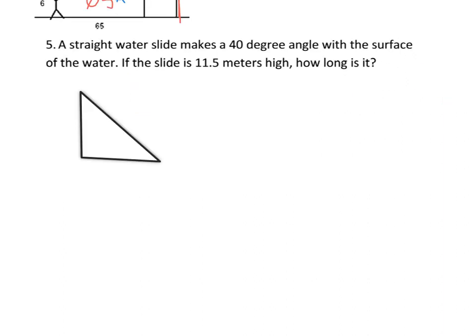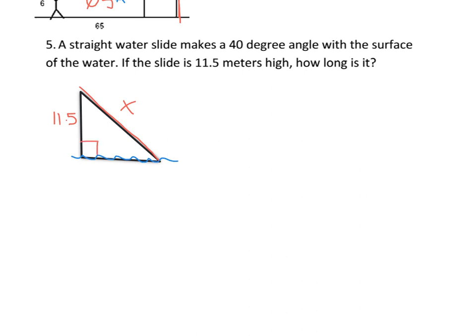A straight water slide makes a 40-degree angle with the surface of the water. So this is the surface of the water, and this is our super fun slide, right there. If the slide is 11.5 meters high, this is how high off the ground it is. How long is it? So you want to find out how long the slide is. And then this would be 90.